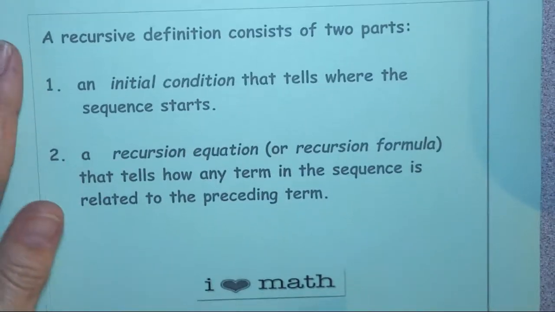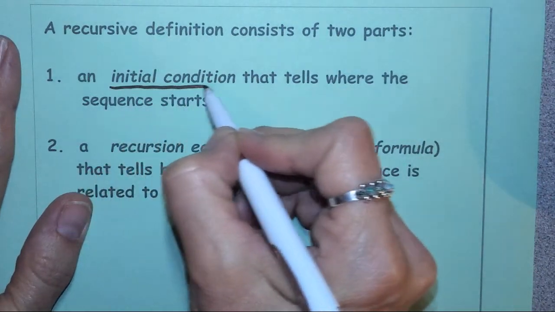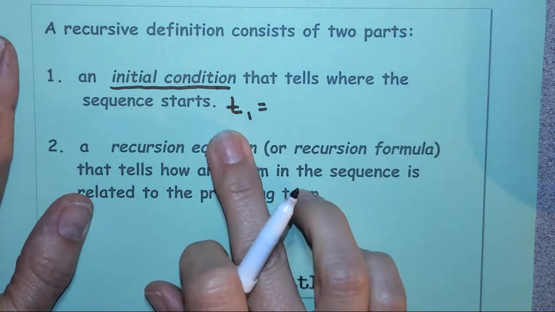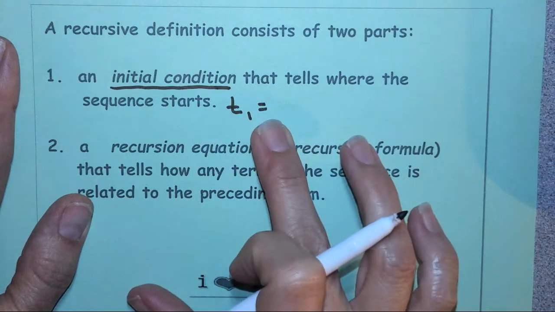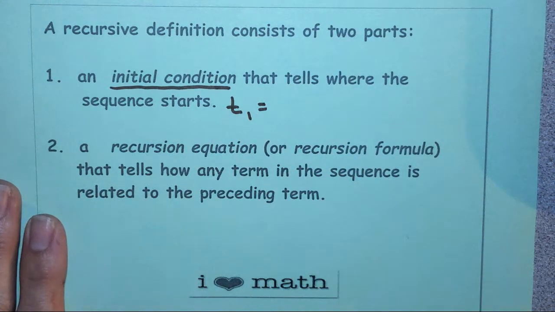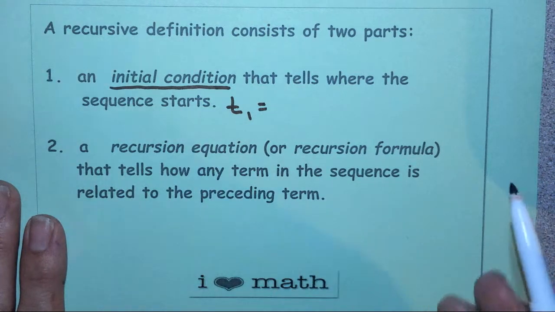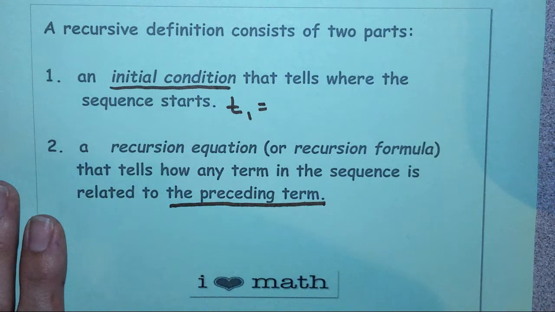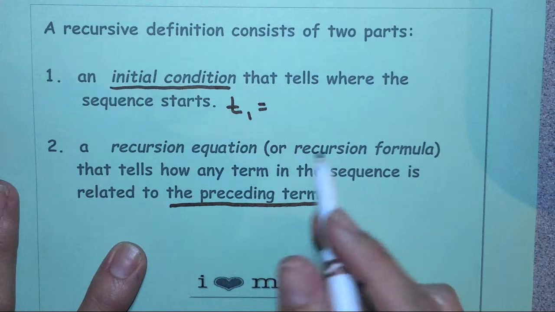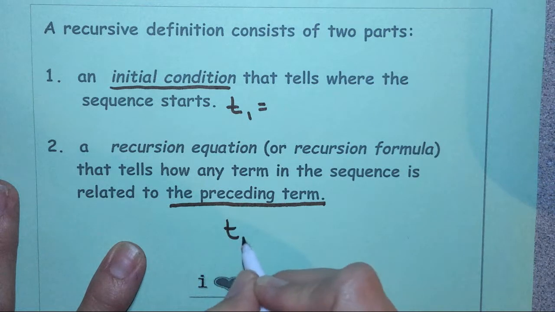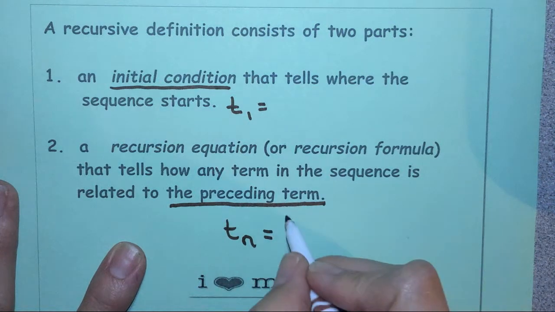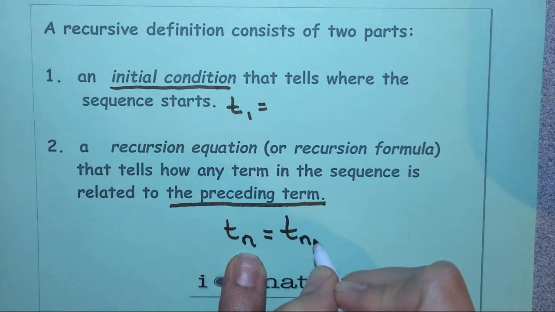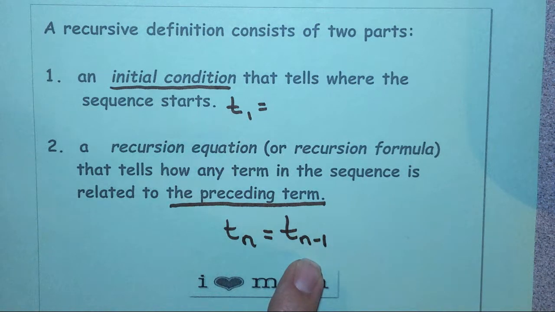The first part of every recursive definition is the initial condition, and that just tells the sequence where to start, and we usually denote that with T1 equals, so the first term equals. The second part of a recursive definition is going to always tell something that relates to the preceding term. Preceding term means the one before. So you'd write something like the nth term is, the preceding term would be 1 before the n. So we would denote that as n minus 1.